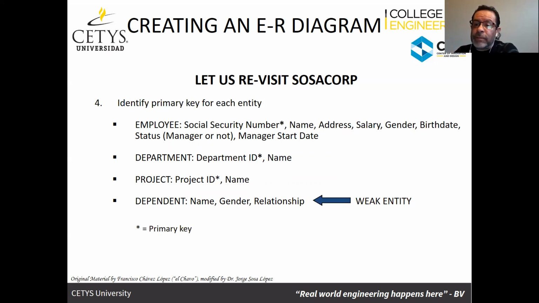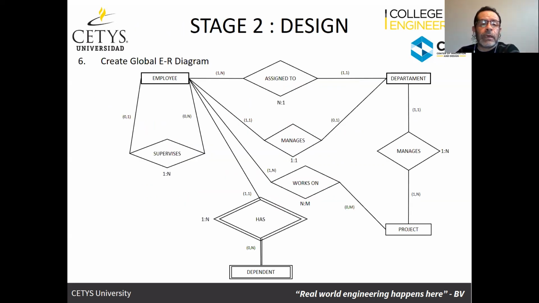We had identified the primary keys as the social security number for employee, the department ID for department, the project ID for project, and we noticed that the dependent didn't have a primary key. So it was a weak entity. And lastly, we had done the ER diagram. And in the ER diagram, we had identified each of the entities, assigned the relationship and the cardinality.